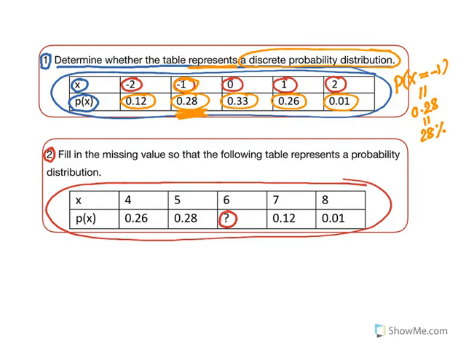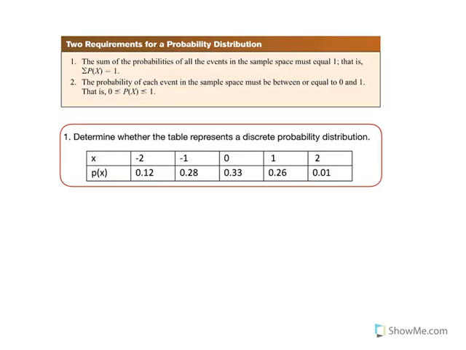First, I will remind you of what the characteristics of a discrete probability distribution are. So here you have the two requirements for a probability distribution. The first one is that the sum of all the probabilities of all the events in the sample space must equal 1. You can just write it in this formula. The sum of all of the p of x, if you add up all the numbers here, this plus this plus this plus this plus this, you should get 1.